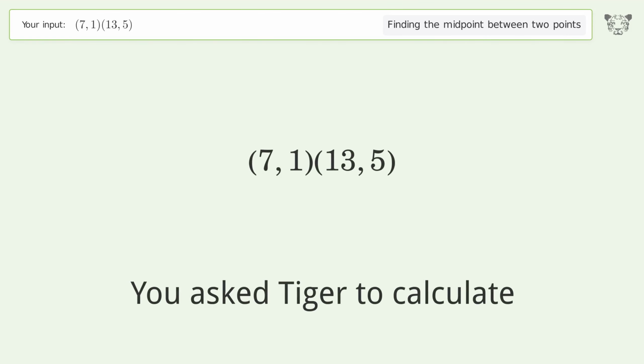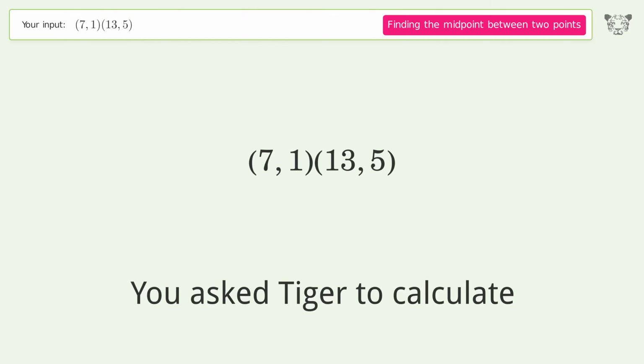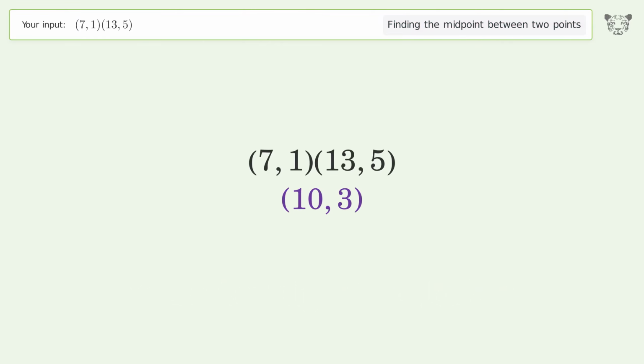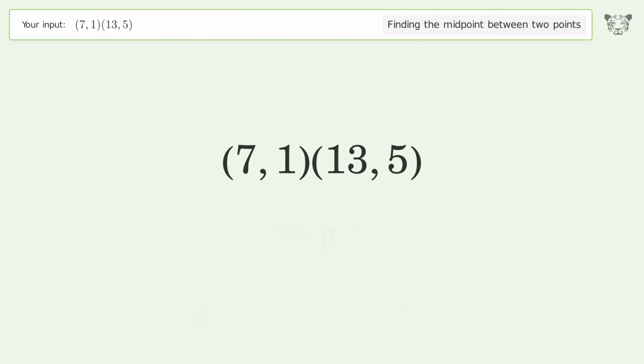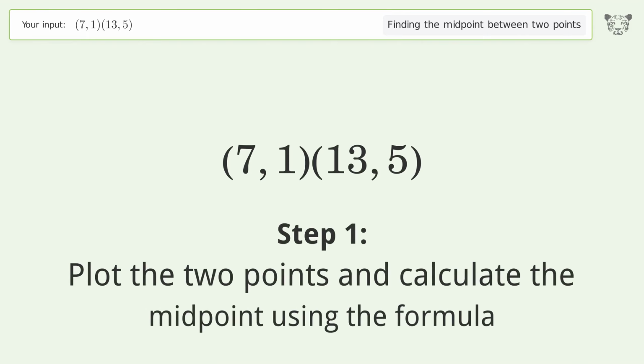You ask Tiger to calculate. This deals with finding the midpoint between 2 points. The midpoint between the 2 points is 10, 3. Let's solve it step by step. Plot the 2 points and calculate the midpoint using the formula.